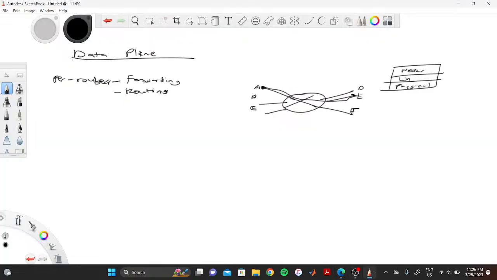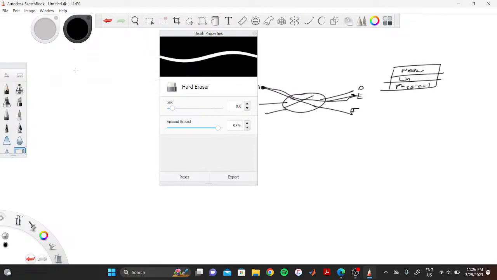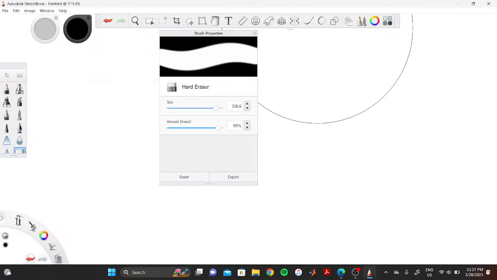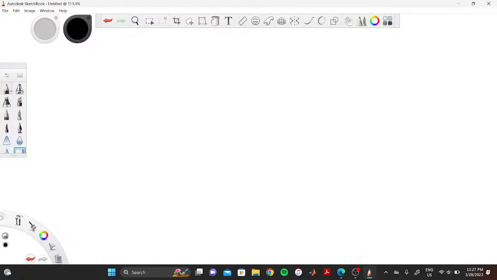Okay, so let's start with it. What's a router? A router is a principal network layer device. This is the device. It's the principal network layer device that sits in the network core. That's basically what a router is.